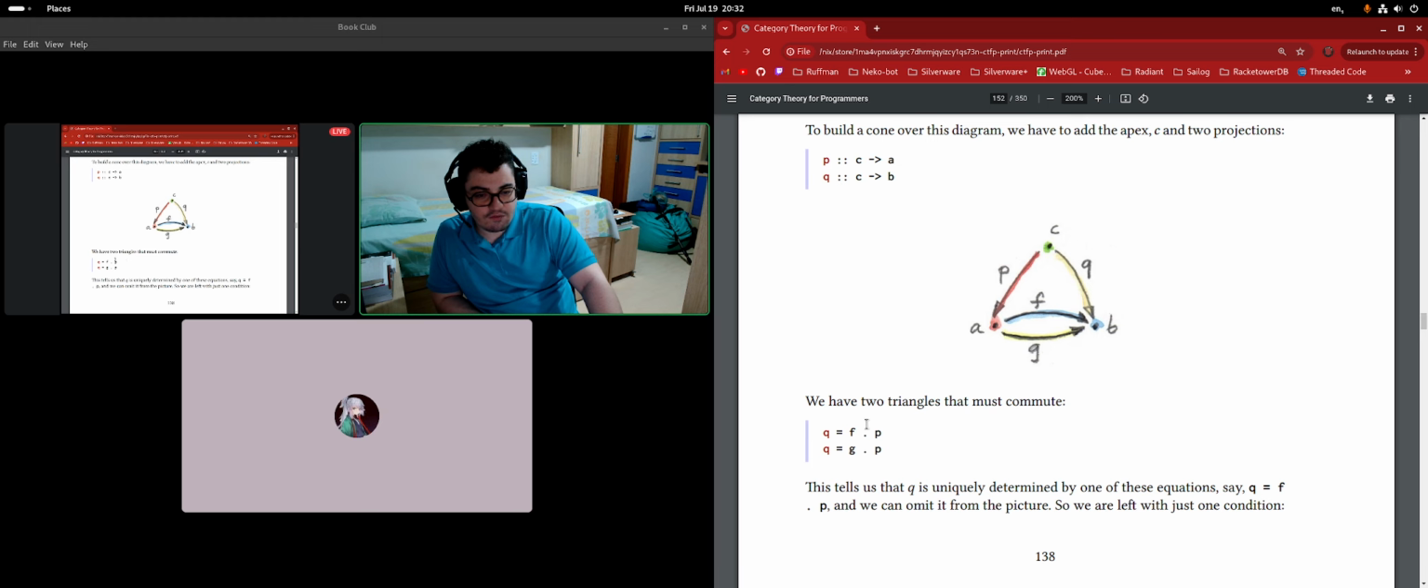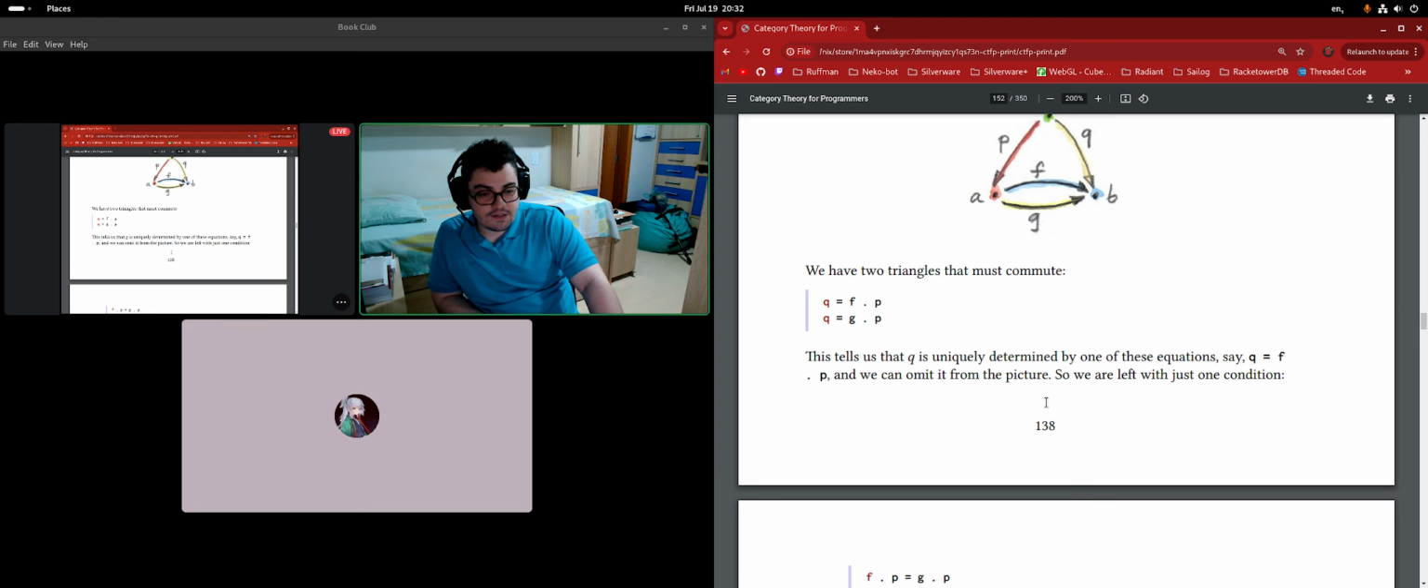And in reading this, you can actually see commutativity again. So this should be equivalent of doing this, and this should also be equivalent to doing this, which is exactly what is written here. So this tells us that Q is uniquely determined by one of these equations, say this one, and you can omit it from the picture.